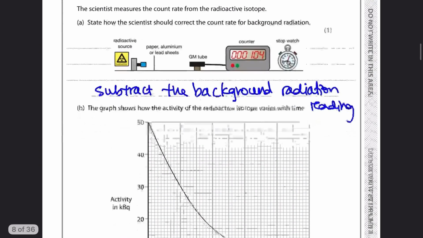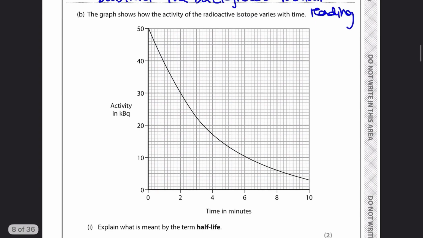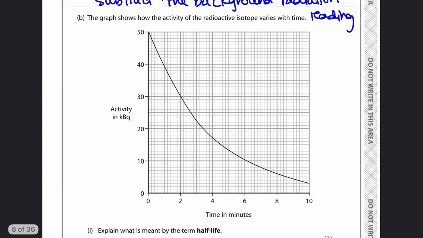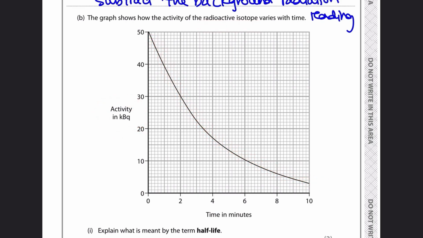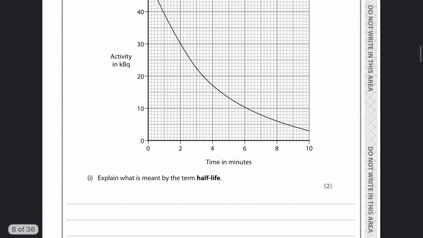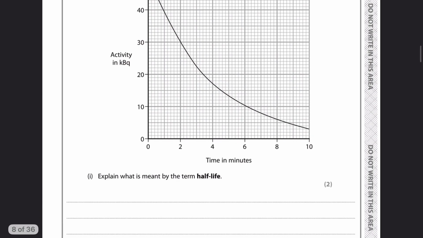Okay, next question. Now here it says, the graph shows how the activity of the radioactive isotope varies with time, and explain what is the meaning of the term half-life. Half-life. Do you guys understand this graph? This graph shows how the activity of this radioactive isotope drops over time, right? And the word half-life is examined a lot, usually 2 marks. So I want you guys to always get these 2 marks.